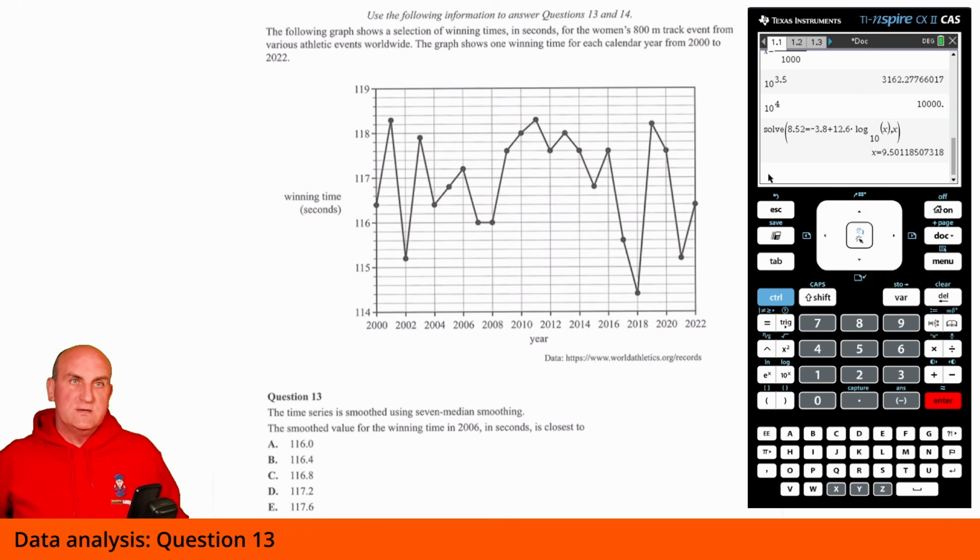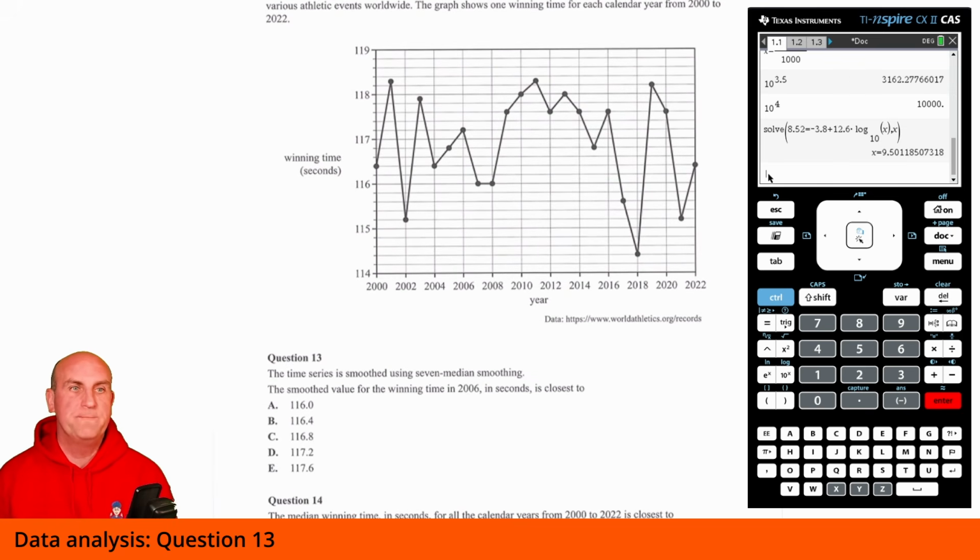The following graph shows a selection of winning times in seconds for the women's 800-meter track event from various athletics events worldwide. The graph shows one winning time for each calendar year from 2000 to 2022. Now, the first time I looked at this, I went, oh, great, time series. Question 12. The time series is smoothed using 7 median smoothing. The smooth value for the winning time in 2006 is. So what I do is I'm going to find my 2006 dot. It's here. I want 7 dots, where that one's in the middle. So it means I've got to have 3 on the left, and I've got to have 3 on the right.